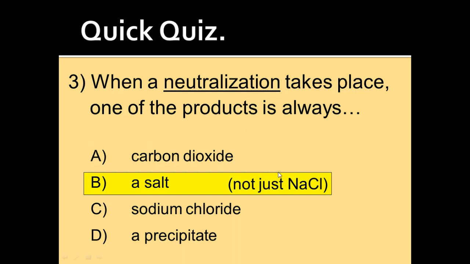Like there's potassium iodide, potassium chloride. There's all sorts of salts that are out there. So it's not always sodium chloride. It can be that, but it's not always. It's just a salt. Just know that. Salt is always formed.